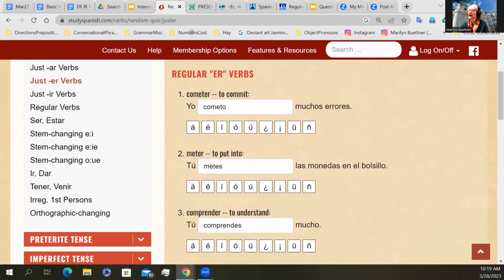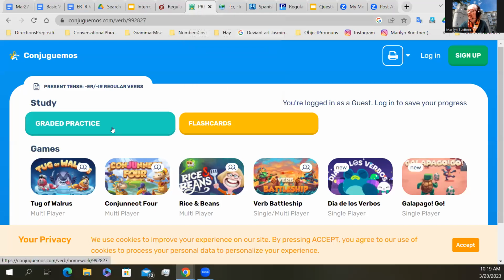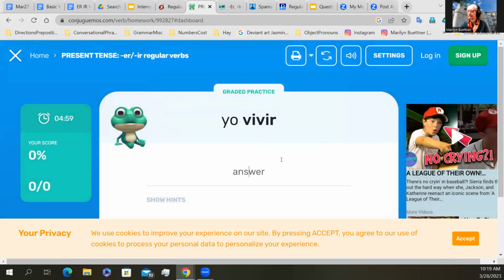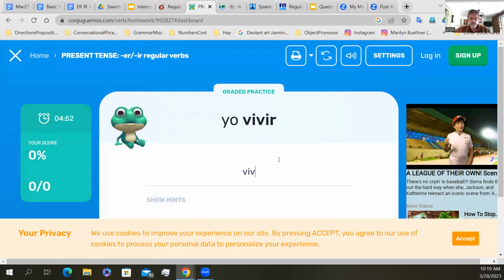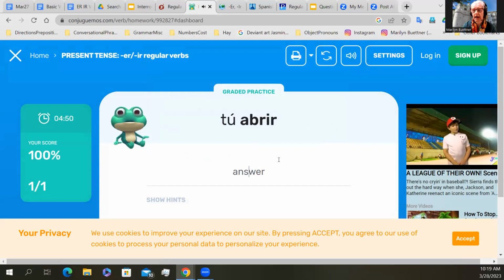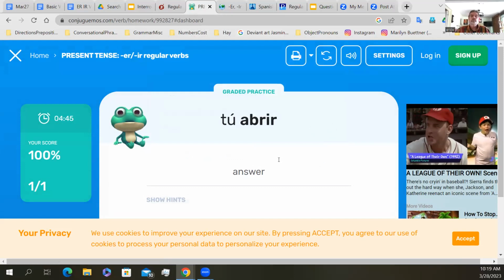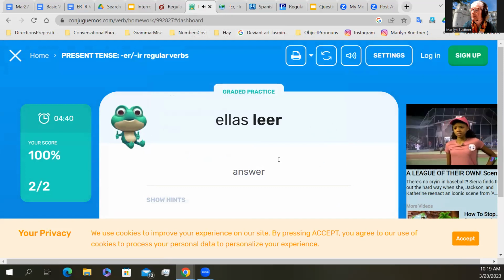That's only got 5 examples. So let's take a look at yet a different page. I don't know if this is going to omit vosotros. Let's see. Here we go. Yo with vivir. We want to say what? Vivo. Bien. Tú, abrir. Abres. Bien.